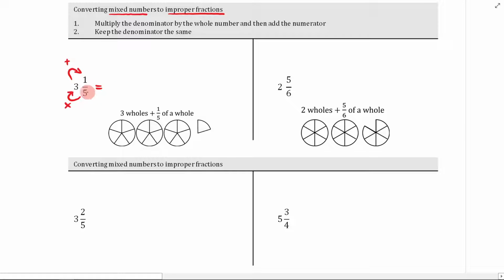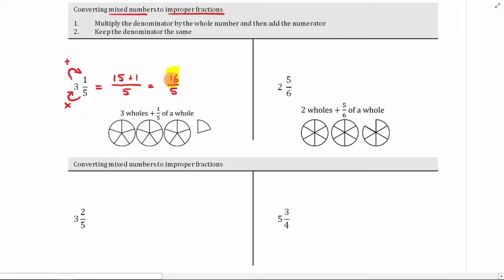So what you're doing is you're going 5 times 3, which is 15, and then you're plussing 1. So I went the denominator times the whole number, which is 15, then you add the numerator. And that's what our step 1 says. Multiply the denominator by the whole number and then add the numerator. So 15 plus 1. And then do you see how it says keep the denominator the same? Meaning, because I've got a 5 as my denominator here, that means for my improper fraction, it's also going to have a denominator of 5. So that means my final answer here is going to be 15 plus 1 is 16, 16 on 5. There it is. There is my improper fraction.